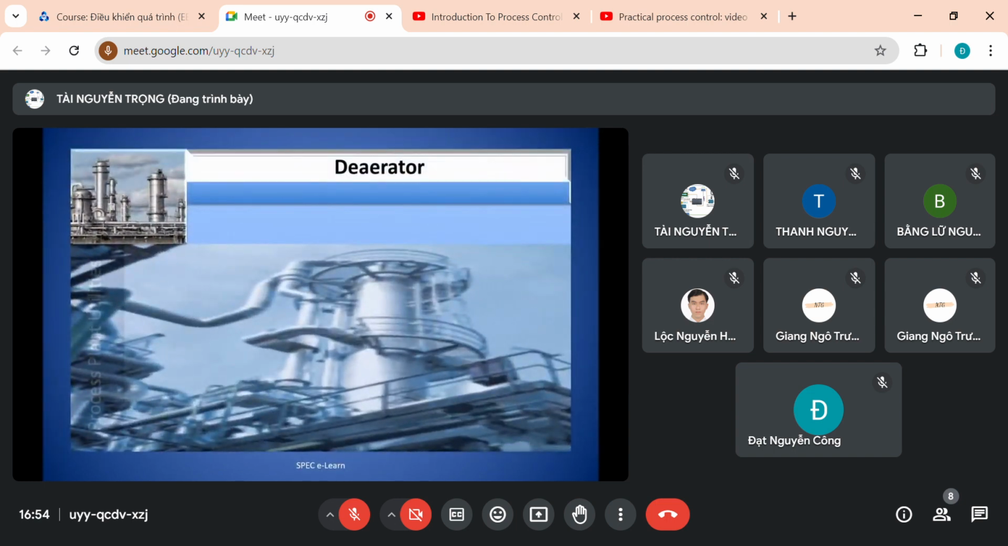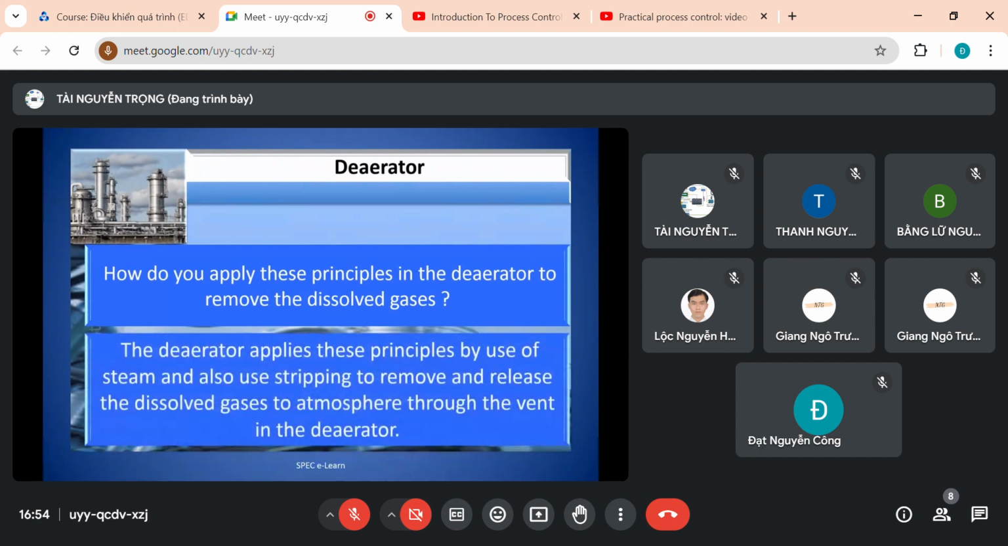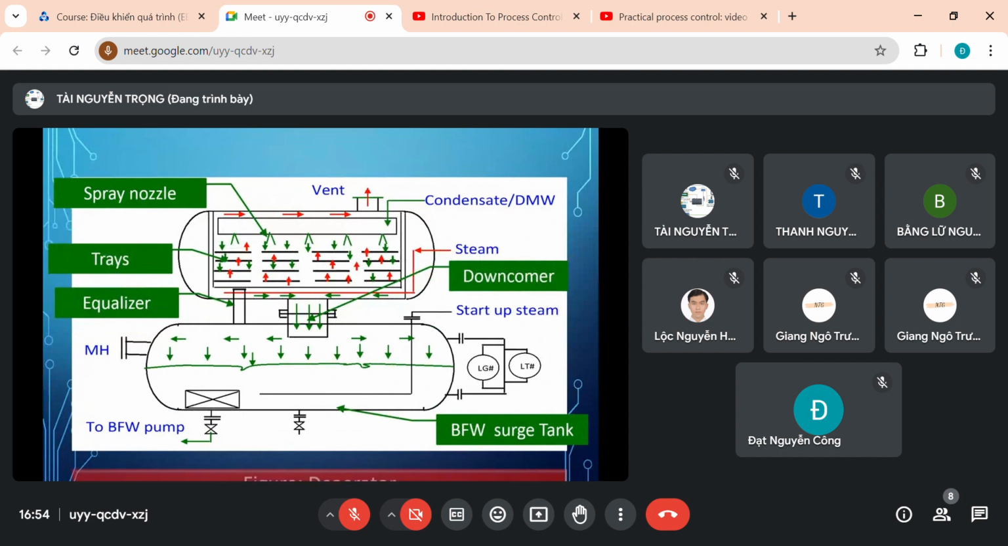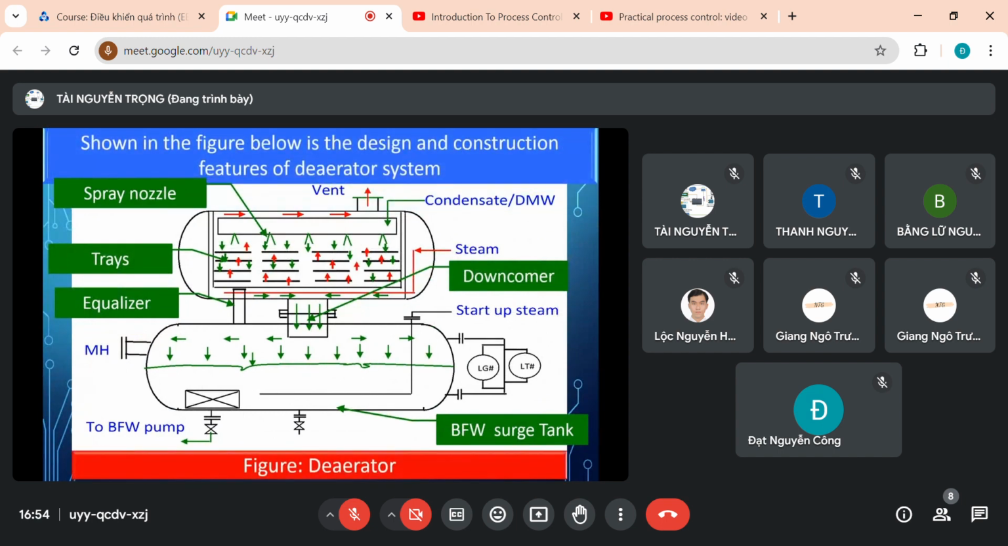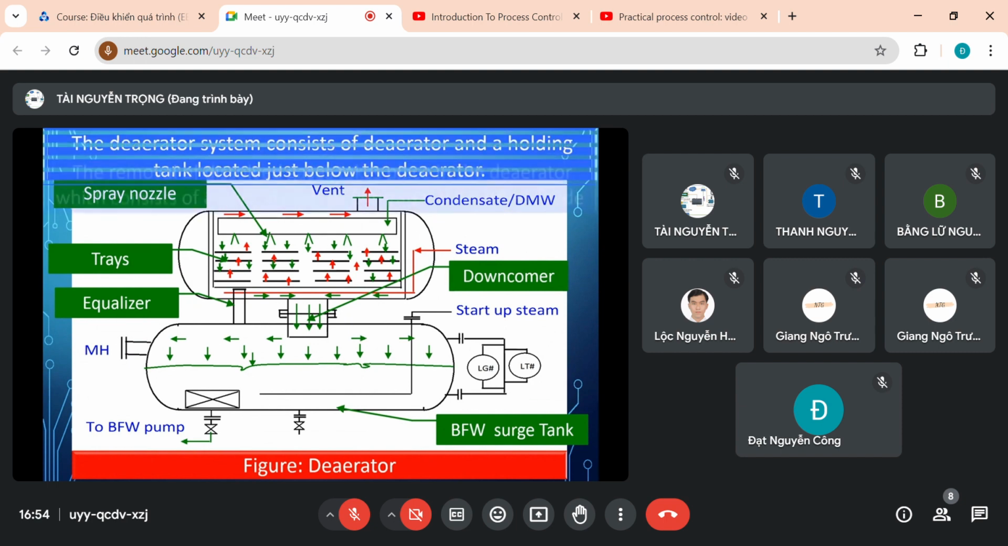How do you apply these principles in the deaerator to remove the dissolved gases? The deaerator applies these principles by use of steam and also uses stripping to remove and release the dissolved gases to atmosphere through the vent in the deaerator. Shown in the figure below is the design and construction features of the deaerator system. The deaerator system consists of a deaerator and a holding tank located just below the deaerator.